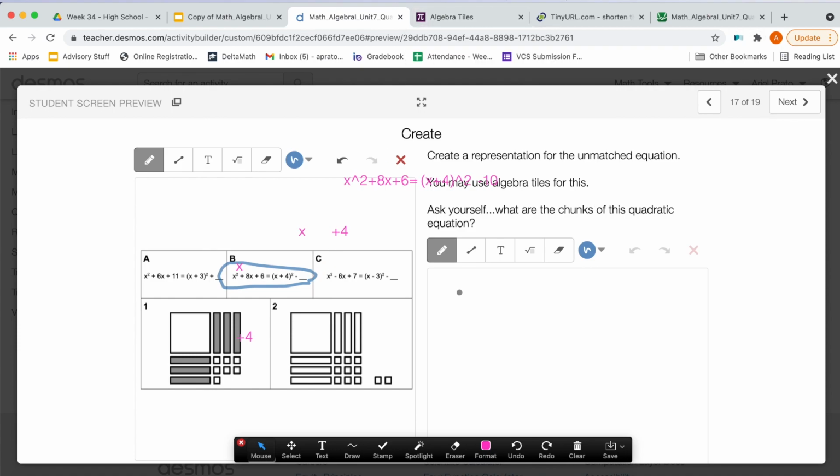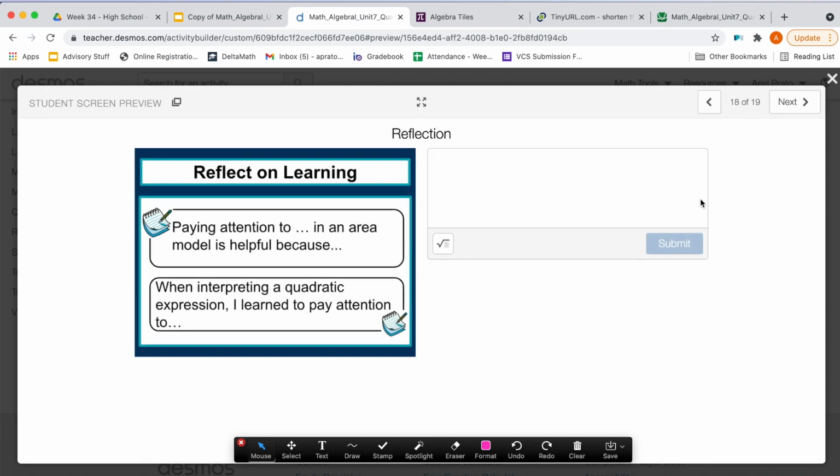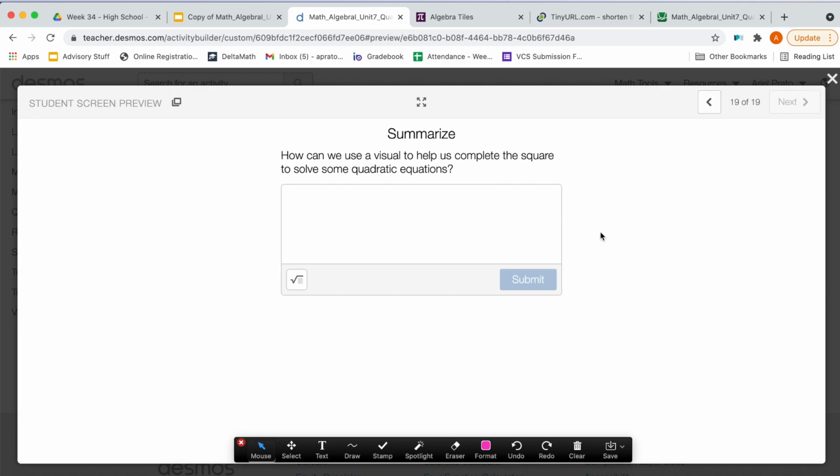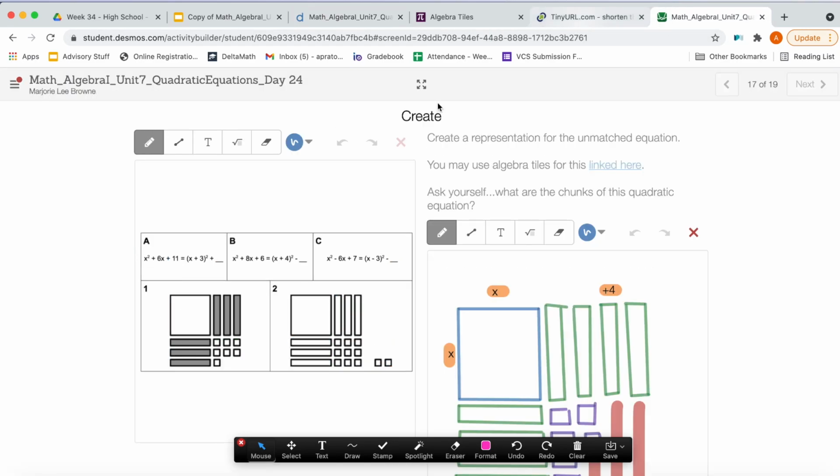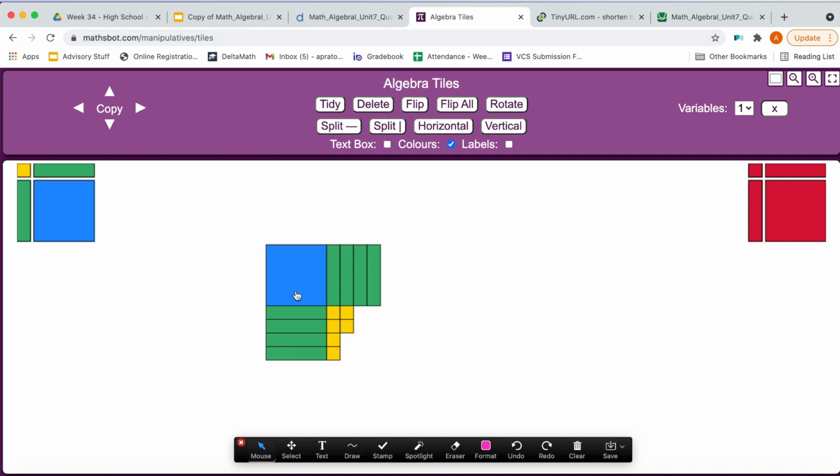After they complete this and draw their own using either algebra tiles or whatever resources you choose to make available, students will then reflect on their learning and choose one of these prompts to answer. Again, another way for you to assess their thinking and learning. And then finally, they will summarize by saying, how can we use a visual to help us complete the square to solve some quadratic equations? And you're really looking for students to notice the connections between the visual and the equations themselves.